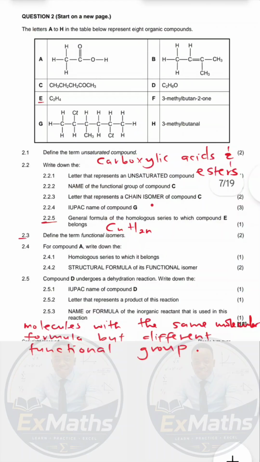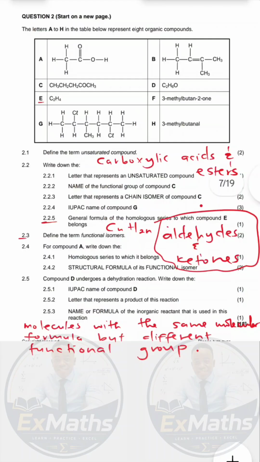Let me write it here. They also form functional isomers. So it's only these 2 pairs that we need to focus on, either carboxylic acids and esters or ketones and aldehydes. Don't mix up the two. Carboxylic acid cannot form a functional isomer with an aldehyde. It should be strictly esters. And aldehydes can form functional isomers strictly with ketones by just shifting the position of the functional group.